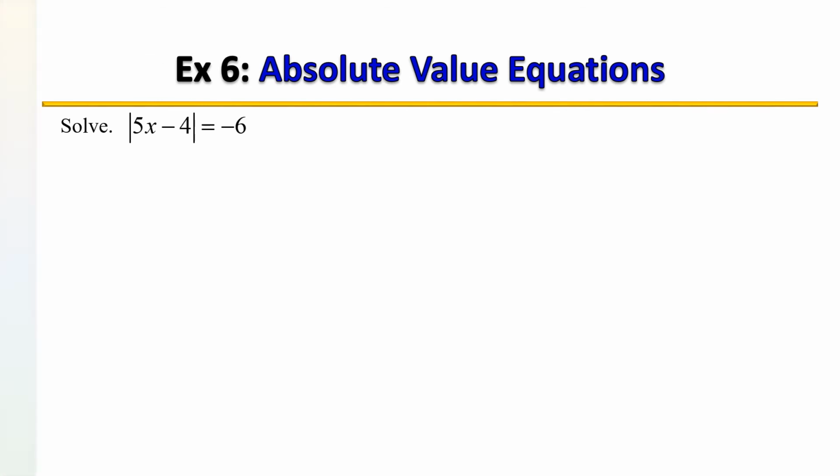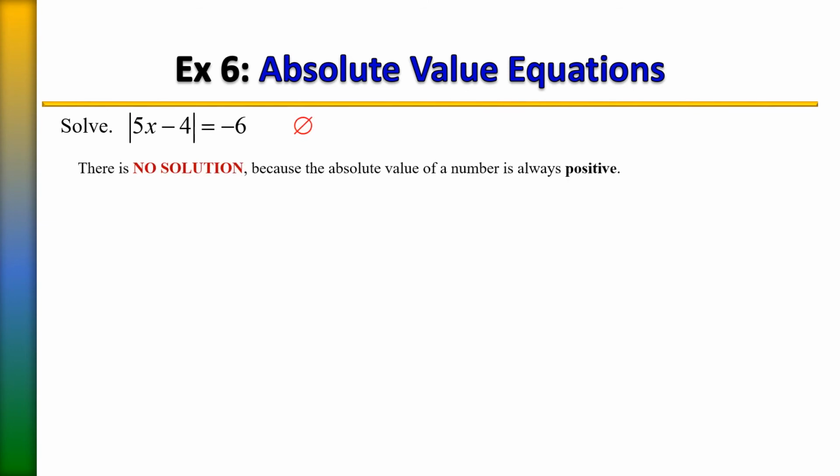In this absolute value equation, we are given the absolute value of 5x minus 4 equals negative 6. And recall, the absolute value equation property is that if the constant, in other words, if this number over here is less than 0, meaning that it's a negative, then there's no solution because the absolute value of a number is not negative. So therefore, there's no solution.